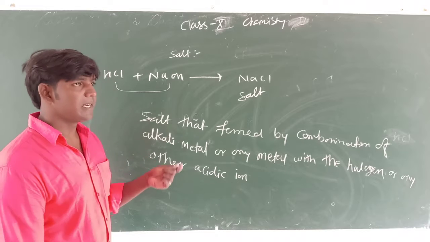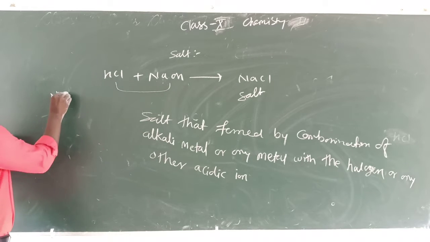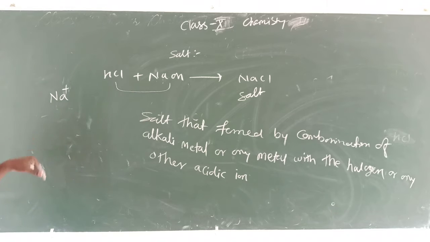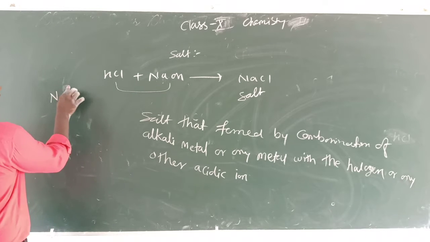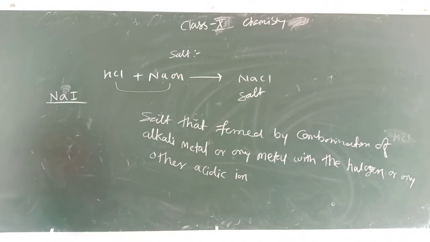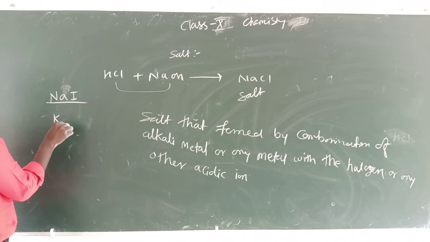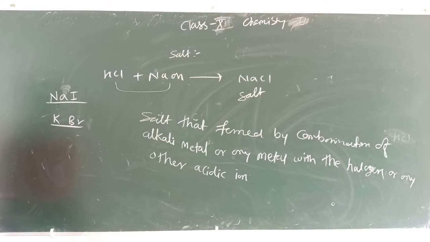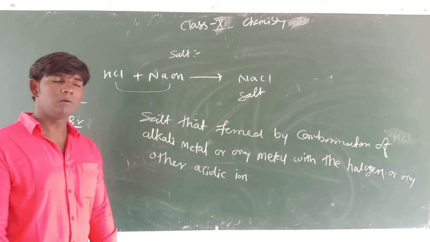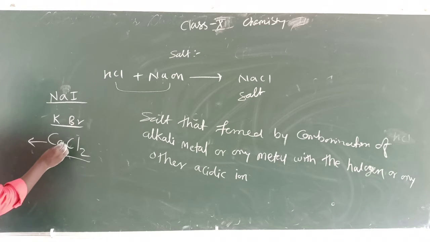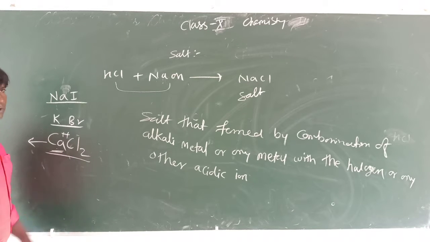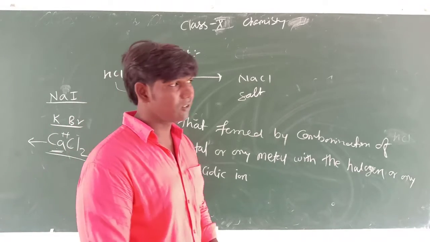Okay, so any metal, for example sodium metal, if combined with any halogen like iodine, forms sodium iodide. If I take the example of potassium with bromine, we have potassium bromide. If I take calcium combined with chlorine, we have calcium chloride. Students, since calcium is a member of the second group, calcium has valency +2, therefore it forms 2 chloride ions in its salt.